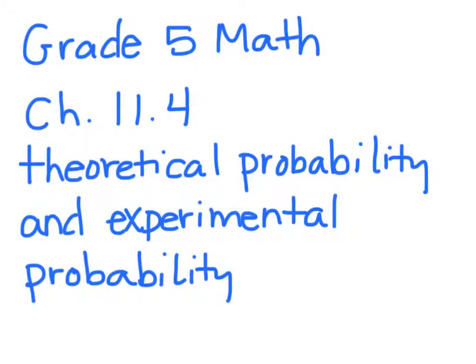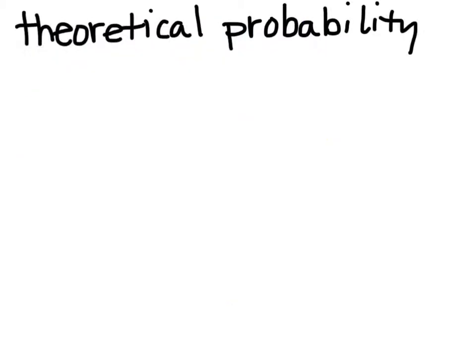Here is chapter 11.4, which is all about theoretical probability and experimental probability. Probability is just a really fancy way to say the chance that something will happen. Let's begin by exploring theoretical probability.